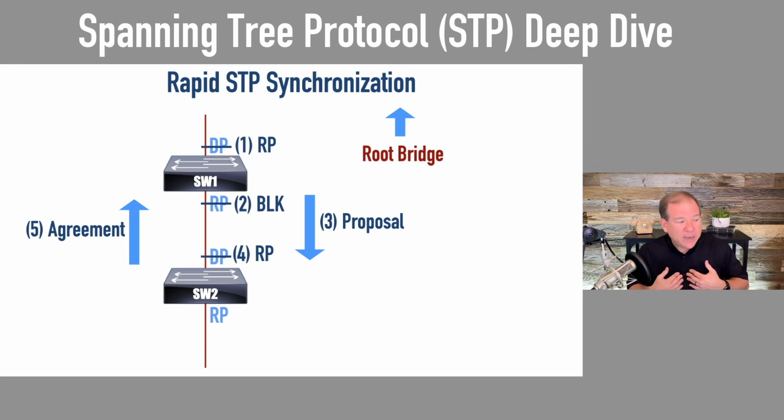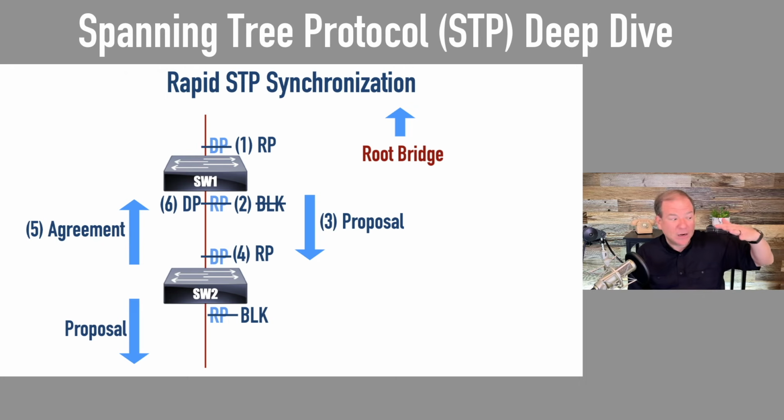They believe me, so now they've changed to being a root port. It's safe for me to come out of a blocking state on my bottom port and transition into a designated port. Those are the 6 steps of that quick convergence. I won't go through all 6 steps again, but it just kind of carries on.